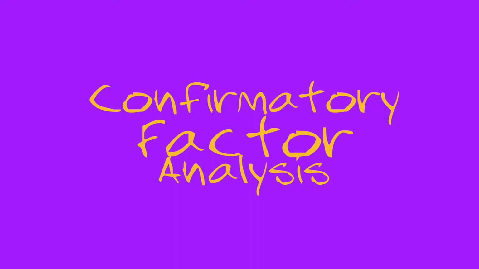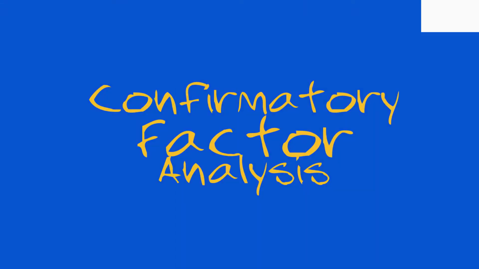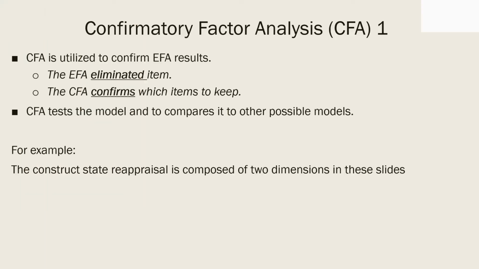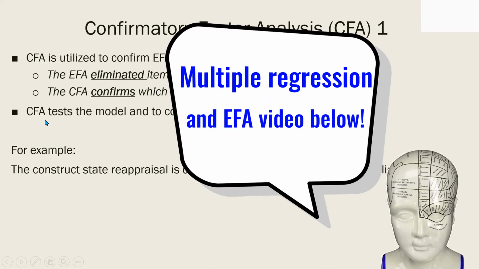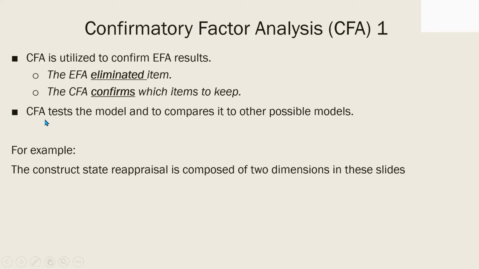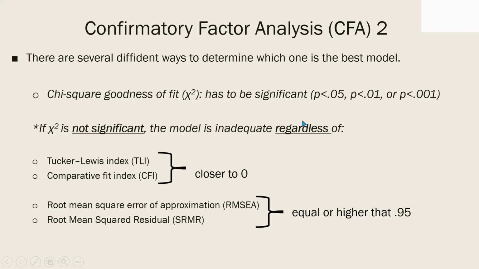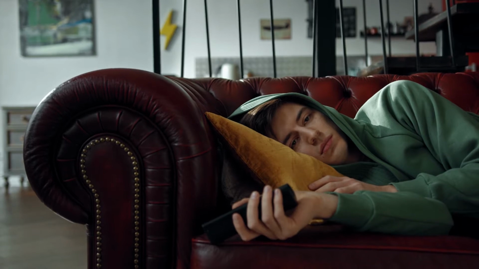Once we've decided which items to eliminate or exclude from a questionnaire because they're not representative enough, we now need to confirm which items we're going to keep. So it's like we're double checking our work. With the confirmatory factor analysis, we're not comparing items here, we're comparing the model itself to other possible models that can be used. First item was, I'm always by myself.